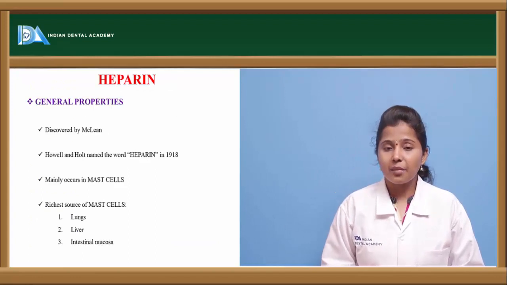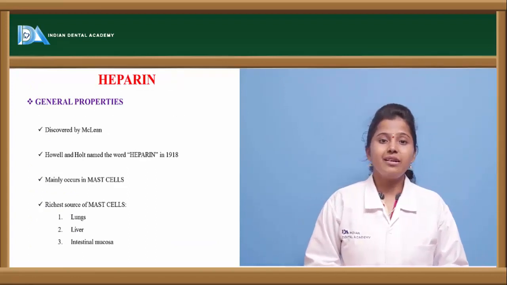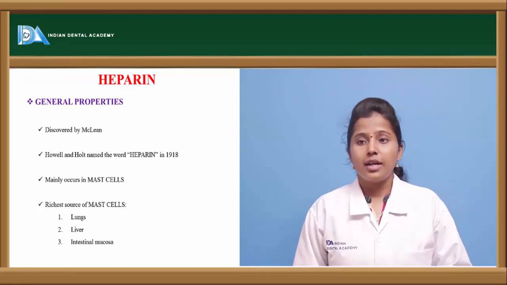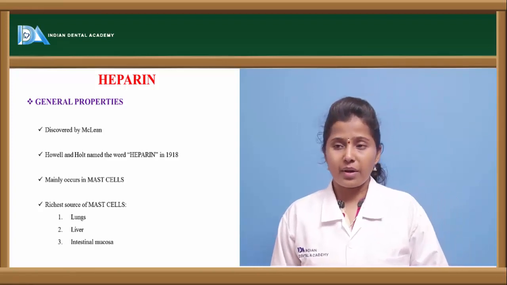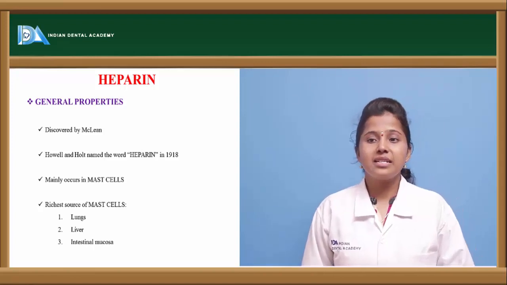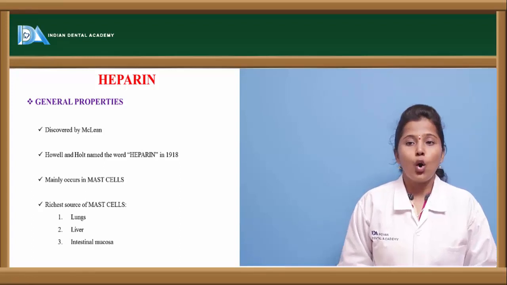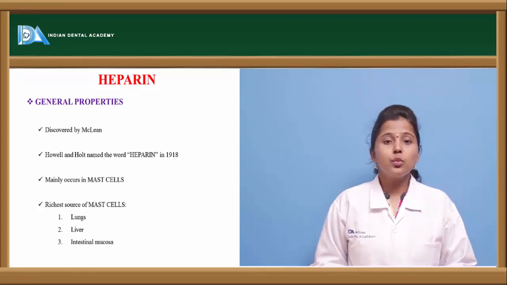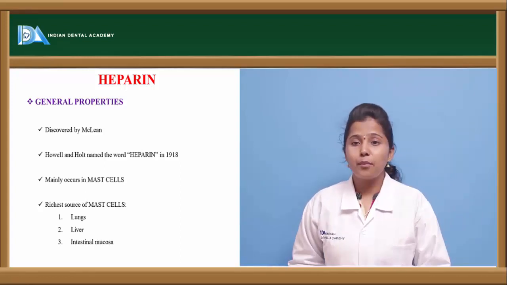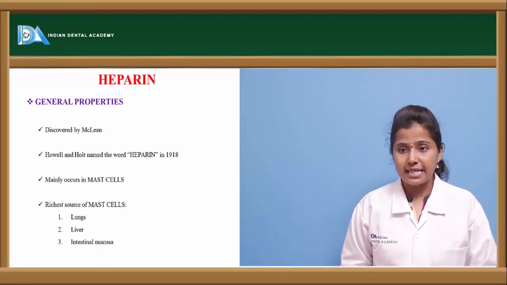Let us discuss heparin. Heparin is a class of parenteral anticoagulants. What are the general properties of heparin? Heparin was discovered by McLean, and Howell and Holt. These are the persons who gave the compound the name heparin in 1918.